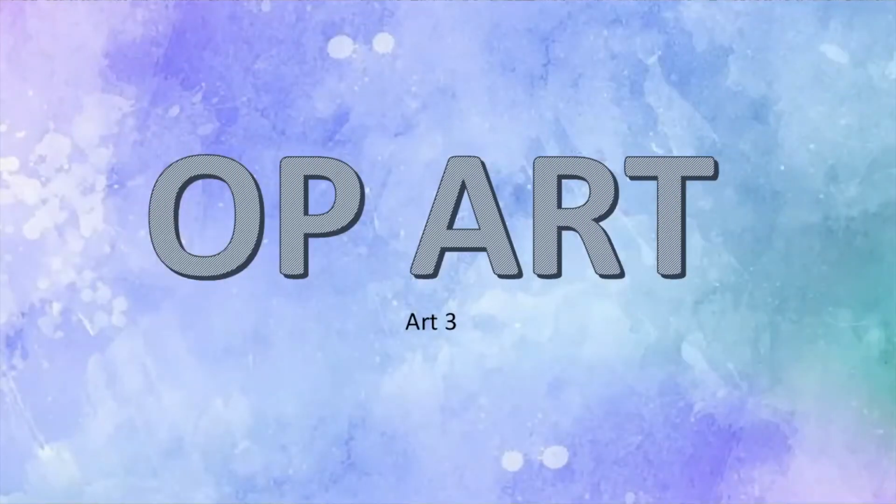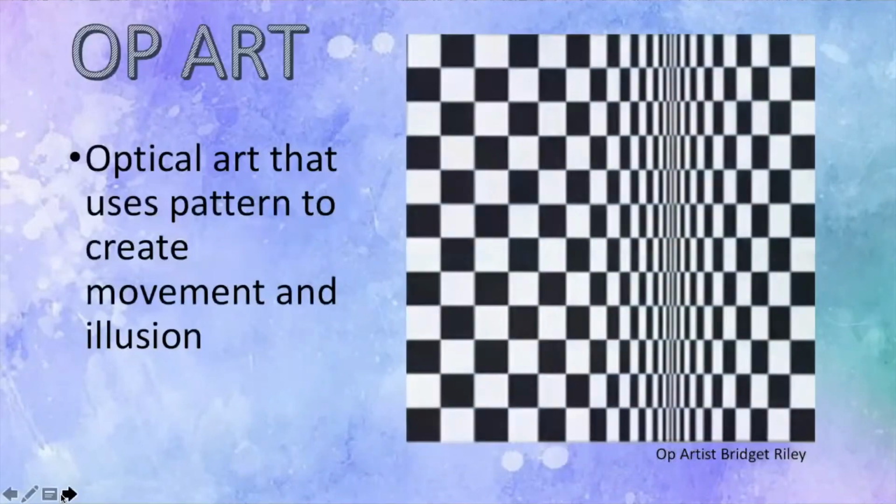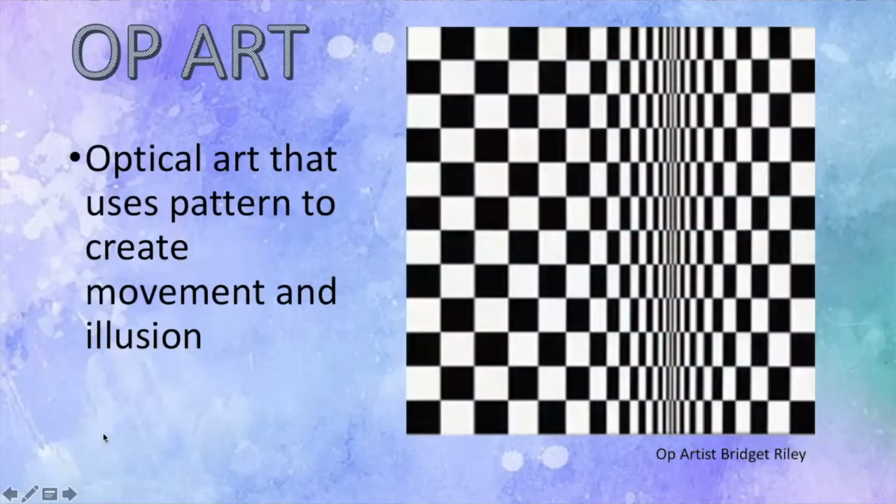For our first acrylic painting project, we're going to talk about op art, what op art is, and how it will apply to our project. So op art is a type of art that uses pattern to create movement and an illusion. Our first example is a painting by artist Bridget Riley, who did this entirely by hand in the 1960s.